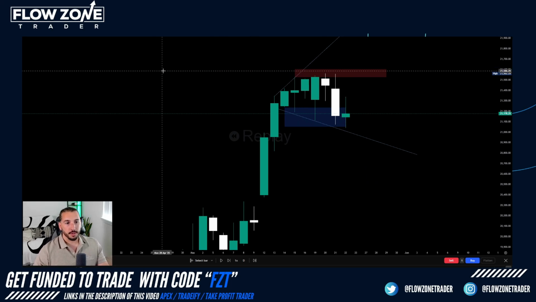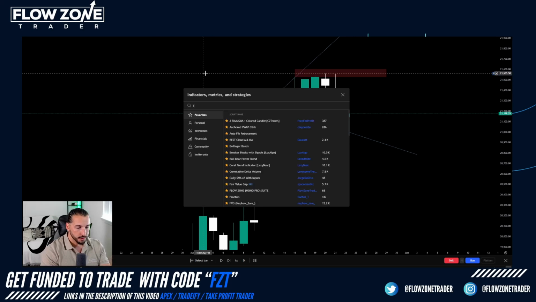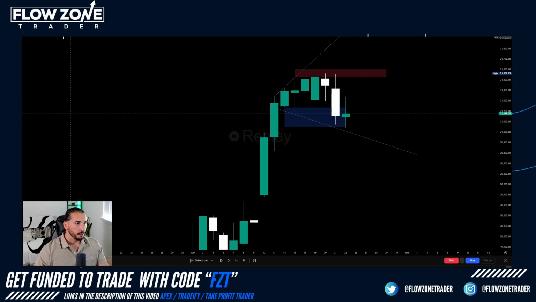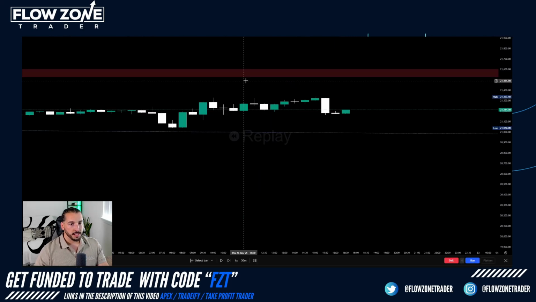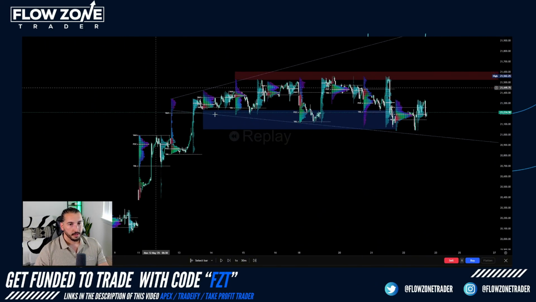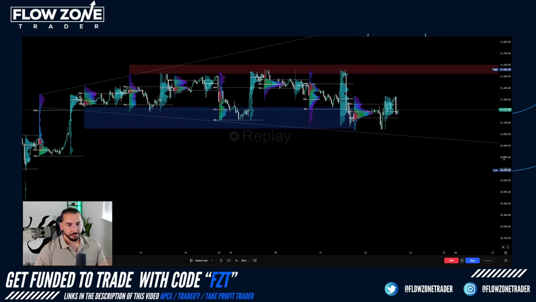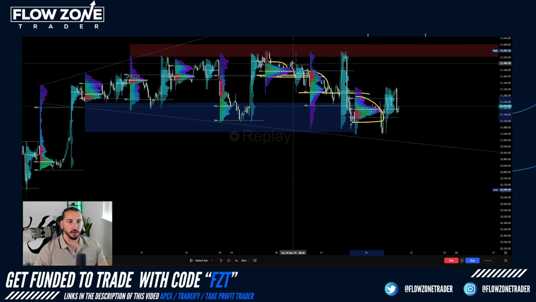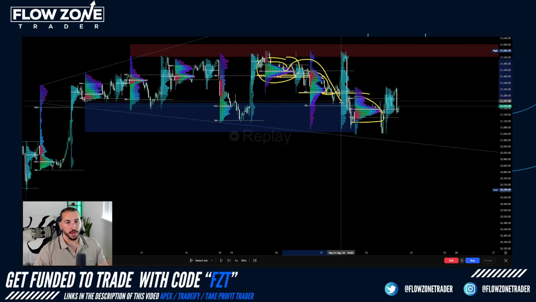If you need confluence for something about where people are trapped, what can we do? We go over it lots of times. You could use something like a TPO. We put this on and we will need to move to a 30-minute chart and zoom out. Okay, and you can see right here at the top, we have a lot of volume and we've traded then the next day down and the next day down. Okay, so volume is trapped up here and we are walking price down.